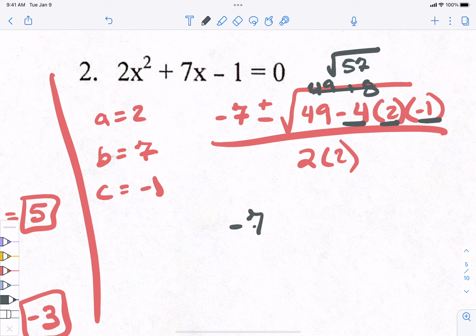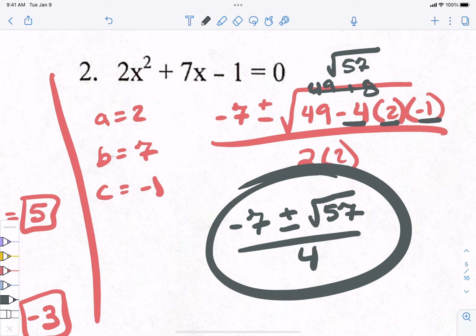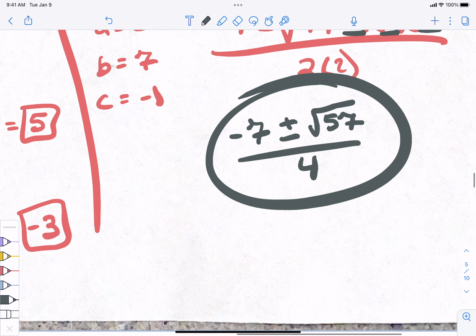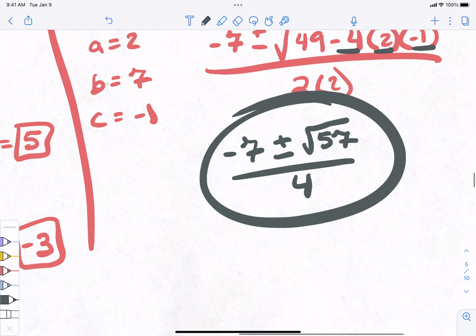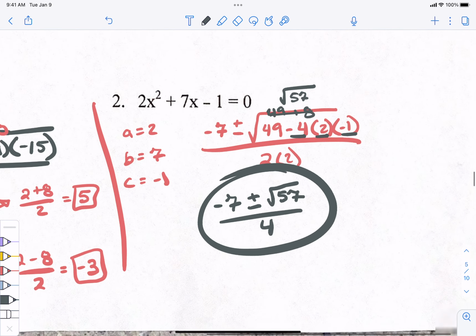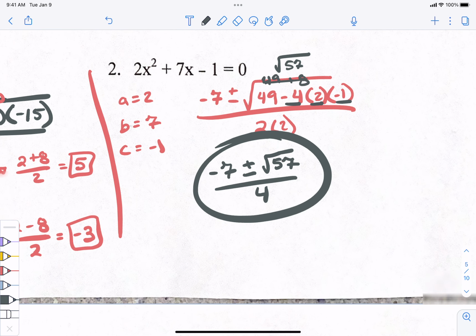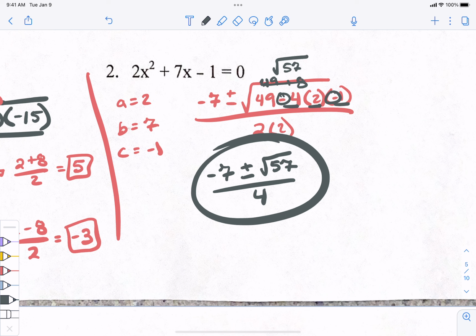No, so we just leave it as negative 7 plus and minus the square root of 57 all over 4. And that's all. Is it plus 8 or minus 8? This would be plus 8 because negative and negative makes a positive.